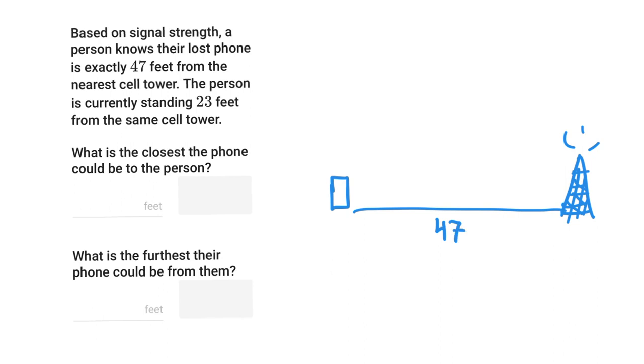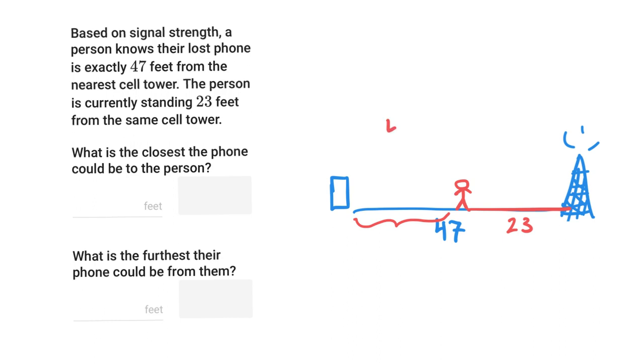The person is currently standing 23 feet from the same tower. So here is our person. Okay. We know that the person is 23 feet away. Now, they could be there, but there's other places they could be, not just in between the phone and the tower. The closest the person can be to the phone is whatever that distance is here.